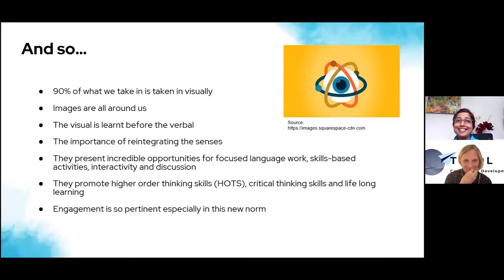They present incredible opportunities for focused language work, skill-based activities, interactivity, discussion, and they promote higher order thinking skills, which is something very important in Malaysia right now, critical thinking skills and creative thinking skills. And at the end of the day, engagement is so pertinent, especially in this new norm. We have our students behind those screens. So how are we going to make them engaged in our lessons? We could use visuals in our classrooms.